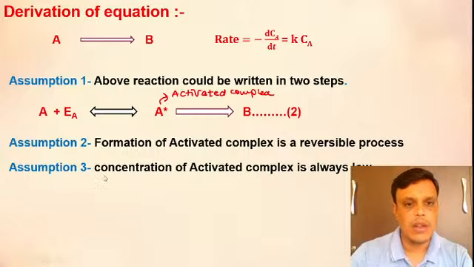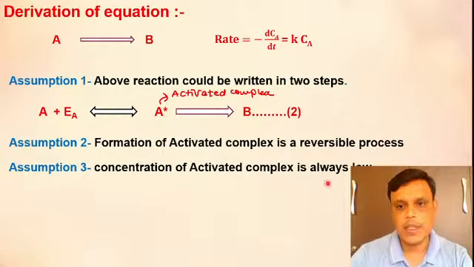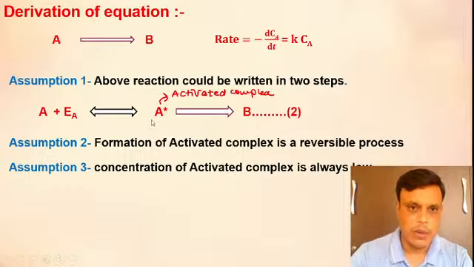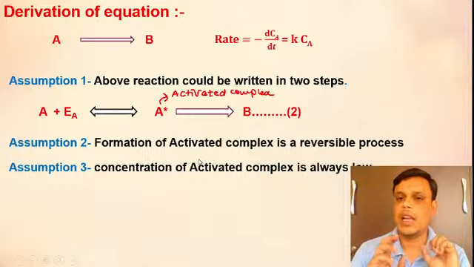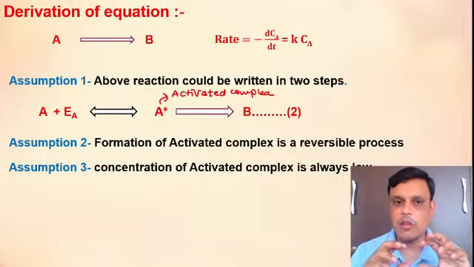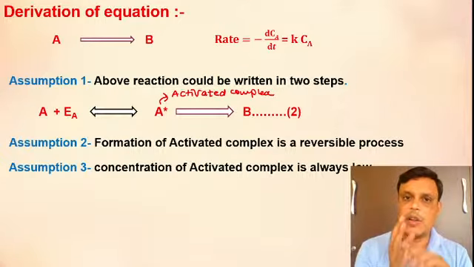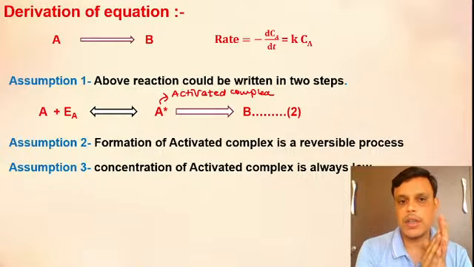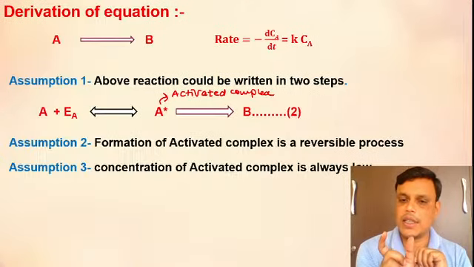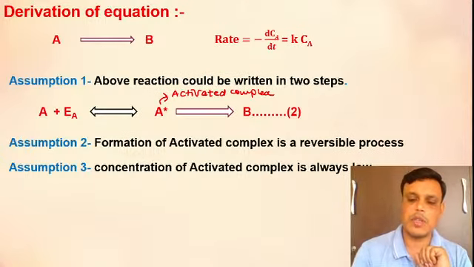Listen carefully. Concentration of the activated complex is always low. That means whatever the concentration of this A star that you can see, it always remains low. Why? Because it is a reversible process. The activated complex may convert into the product. That's why its concentration always remains low. This is assumption number 3.